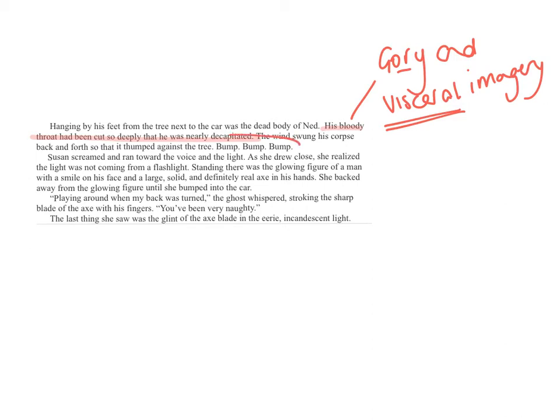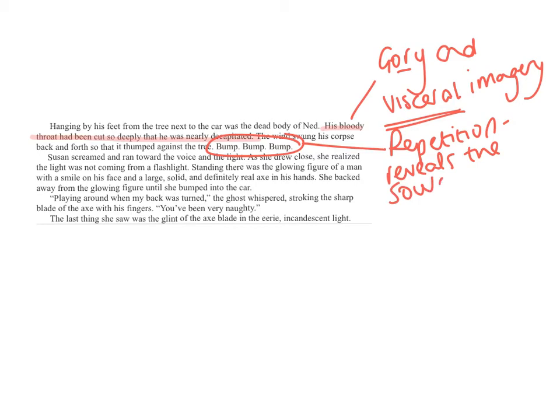And at this point then, that bump, bump, bump is repeated, repetition. And that of course is a revelation, it reveals the source of danger from before and the source of fear, that this is Ned's body bumping against the car. Susan at this point then hopes that that police officer has finally arrived, but of course it's the ghost.